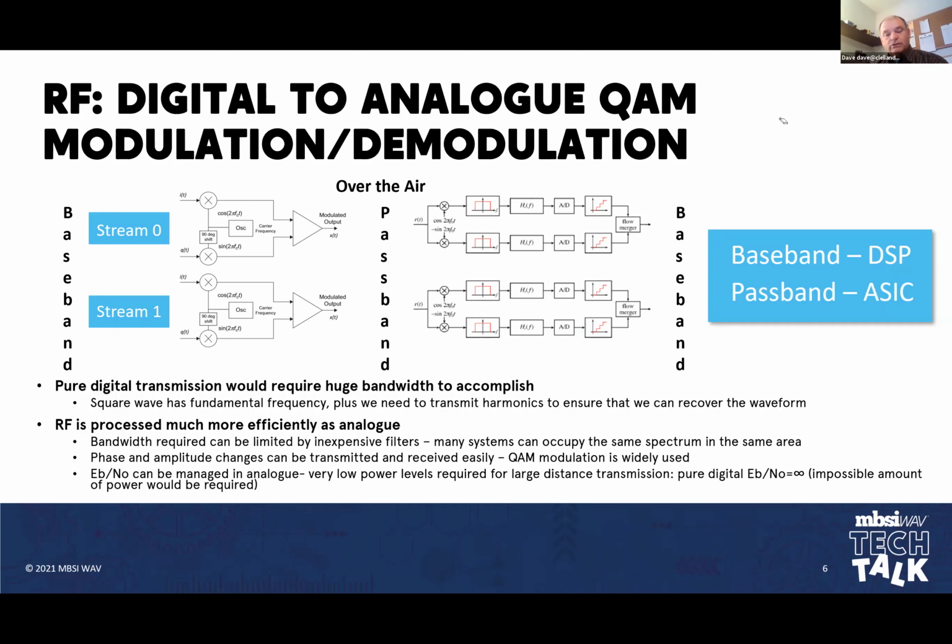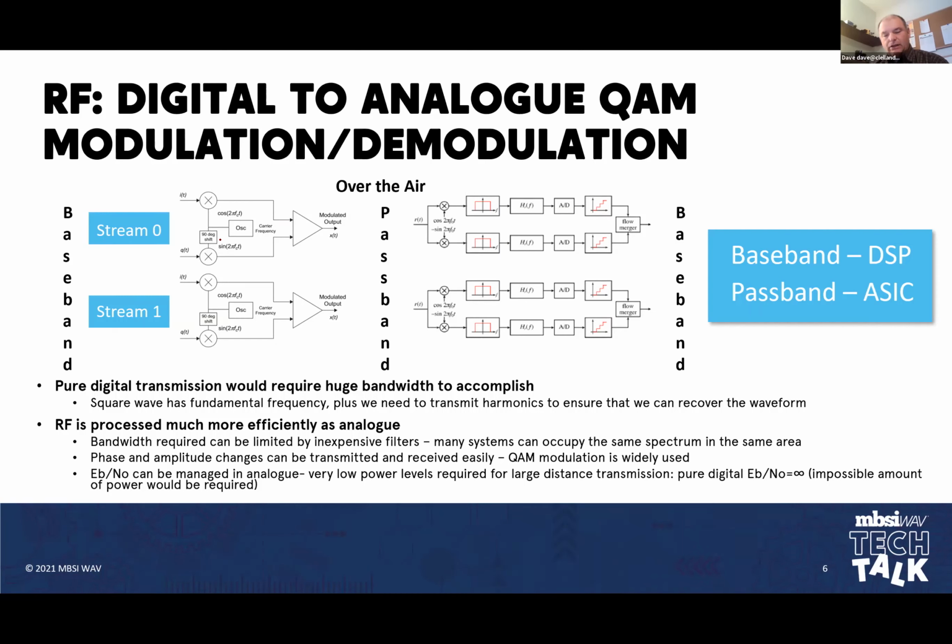So what do we do? RF is processed much more efficiently as analog. So what we do is we convert through a modulator, and we generate a carrier, and then we modulate that carrier, and then we amplify the carrier, bring it up to some kind of power level, apply it to an antenna, and send it over the air. Then a receiver some distance away can pick that up and reverse the process.